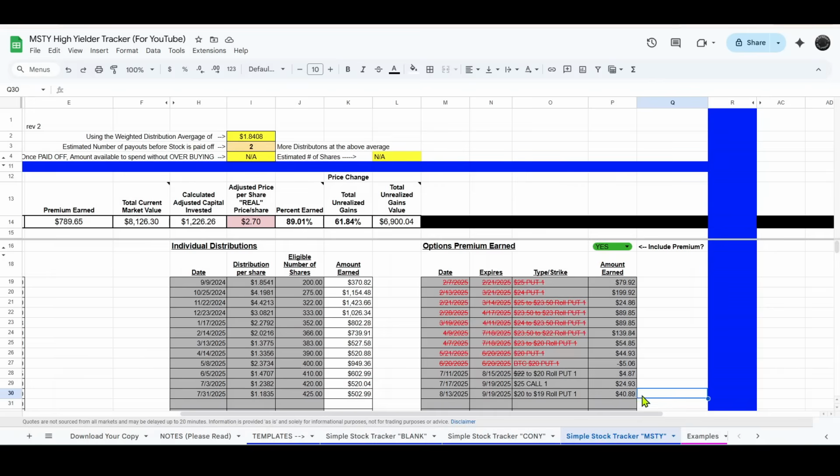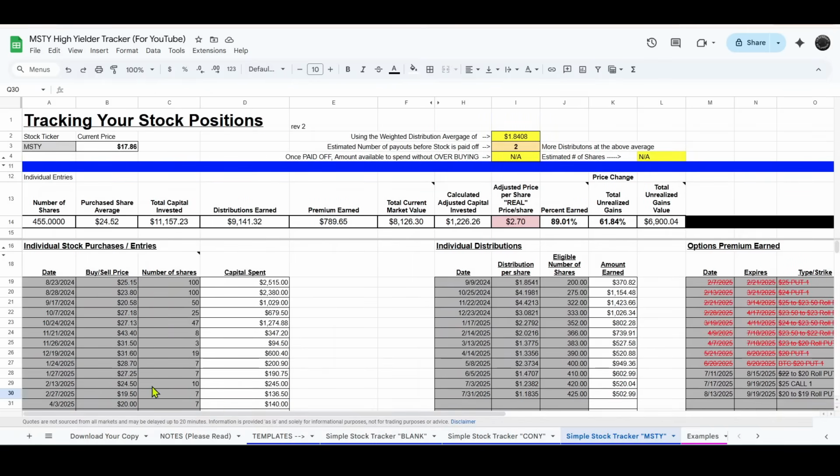$40.89, and that value helps to go toward my premium earned up here, and that does affect my adjusted price per share, right? Because before I entered this, it was $2.78, but now it is $2.70. Now, granted, it did go up because I did make those purchases. But like I said, when MSTY is under that $18, I just couldn't resist. But I had to keep my buys low simply because I did not want to mess up my number one goal here.